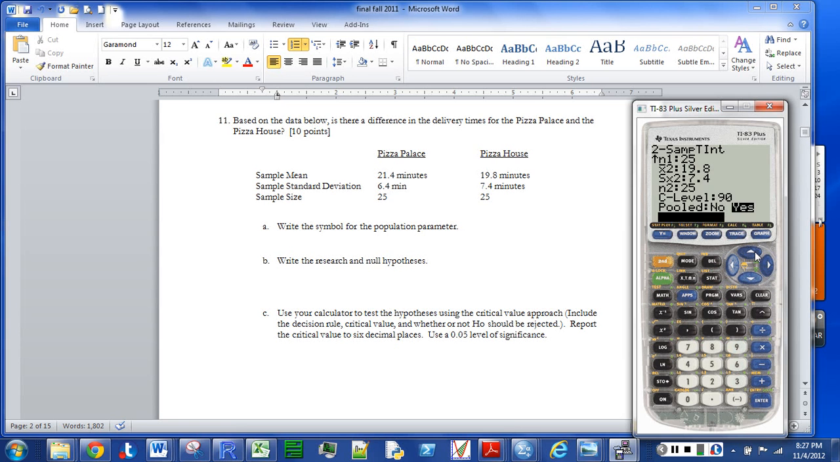And calculate. And you will see the interval goes from minus 1.682 to positive 4.8819. That interval includes 0, so there is the potential, the possibility, it's plausible that there is no difference between the two population means. They could be equal.